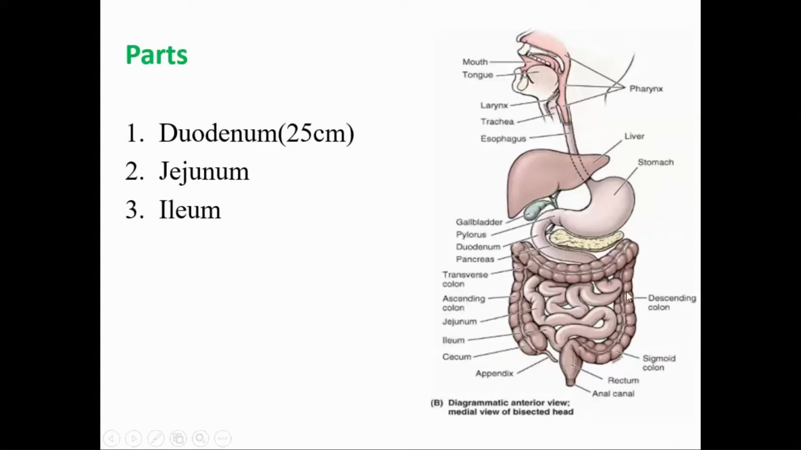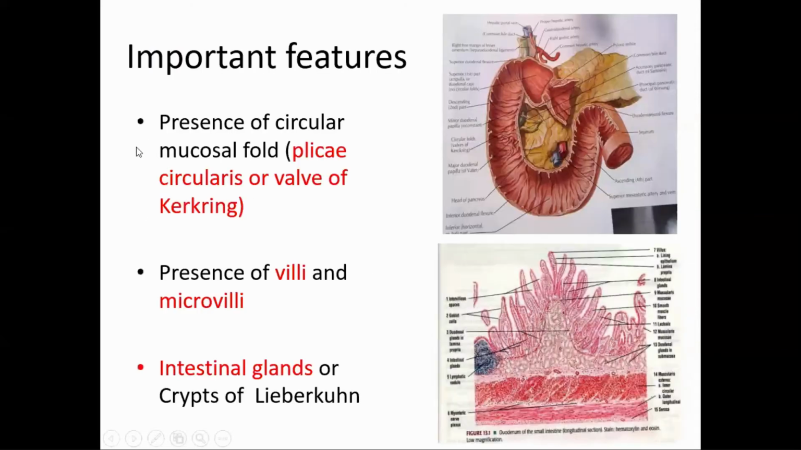It is discovered by Herophilus. The word duodenum is derived from the Greek word dodecadactylus, which means the length of the duodenum is equal to the breadth of 12 fingers.